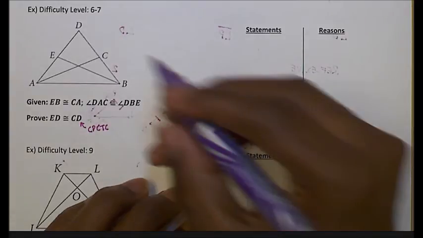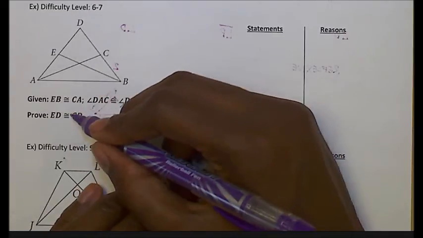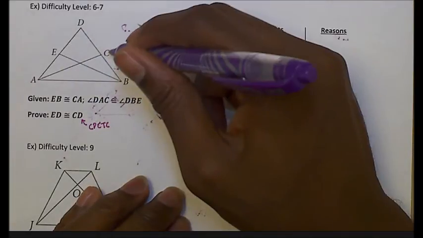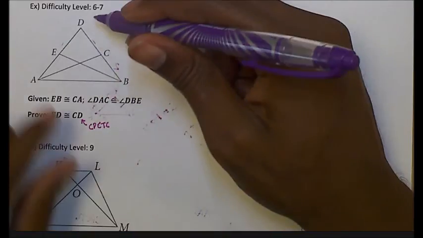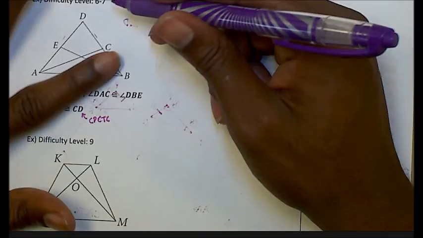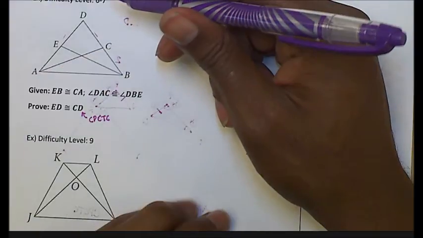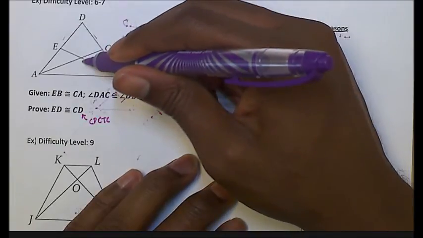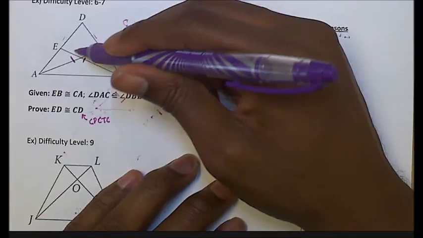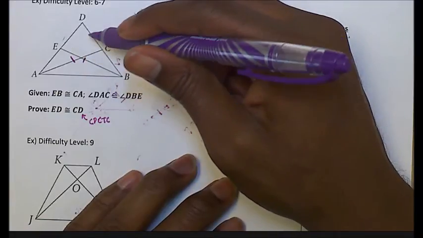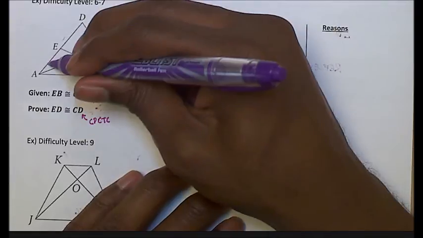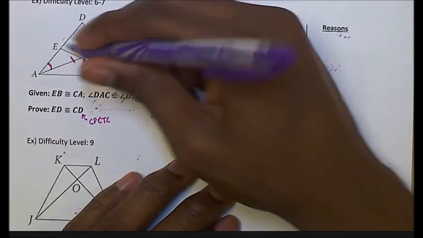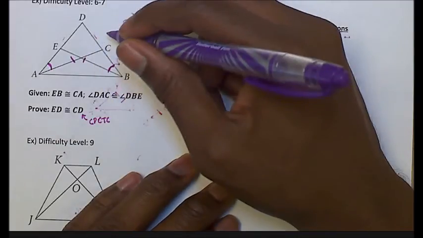So I want to know what's important. They're asking me about ED and CD. I have a leaning that they're asking me about these two triangles. I'm going to mark my givens. They told me that EB was congruent to CA. Man, that's hard to mark. EB, CA. And they told me that angle DAC was congruent to angle DBE. Cool. They're definitely talking about triangle BED and triangle ACD.